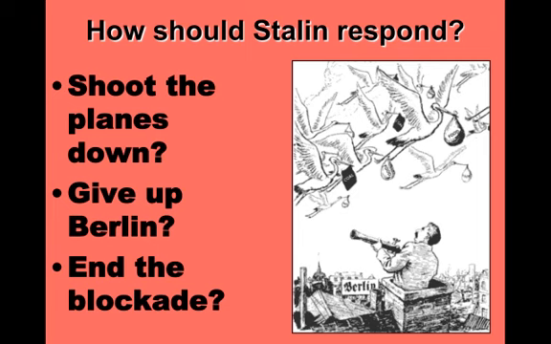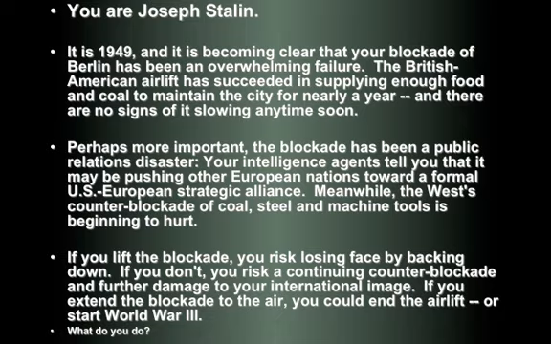And just as Truman had options, Stalin had options. Here you got Stalin kind of coming out of a chimney, symbolizing the airlift through these storks, carrying things like food and coal. He could have shot planes down, but he doesn't want World War III either. He could give up Berlin, but then he looks weak. He can end the blockade, but then again, he looks weak.